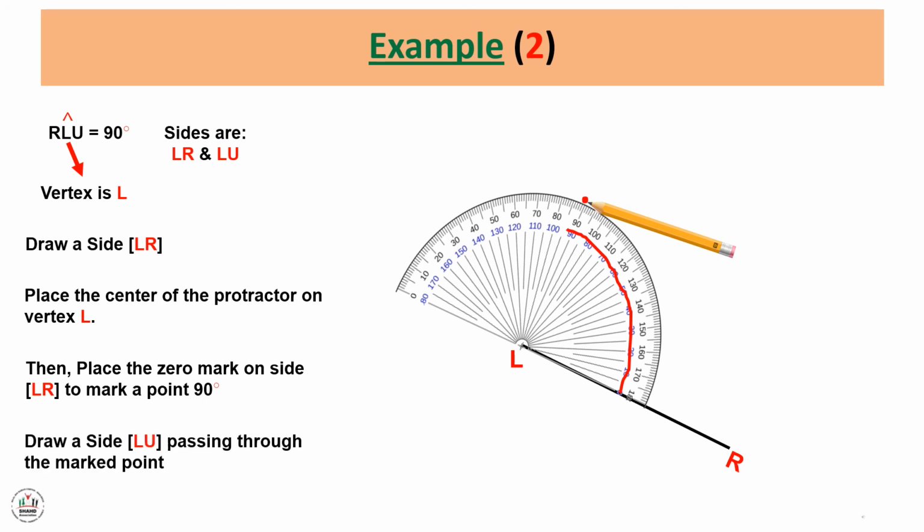And the last step, draw a side LU passing through the marked point. So we use the pencil and the ruler to draw this side like this. Now we put U here, not Y.